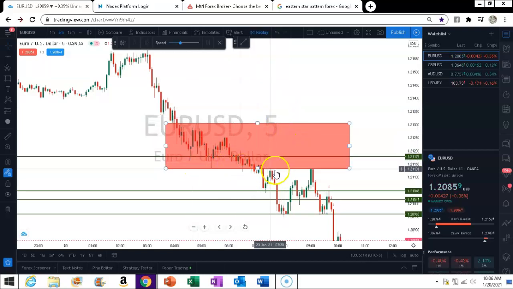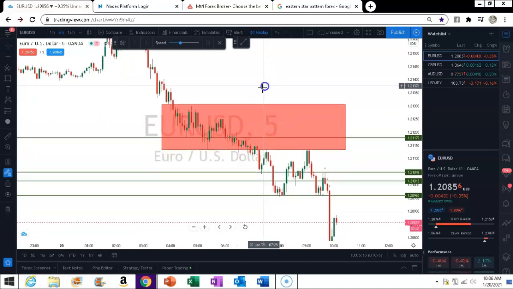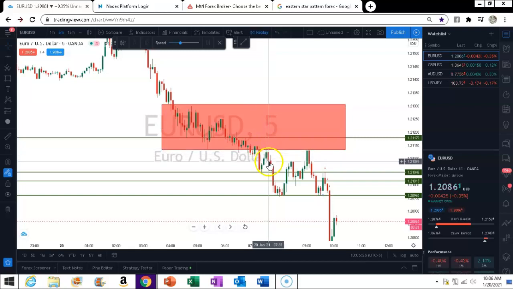So I'm waiting for it to break out of the box. It broke out of the box, right? Then it came back and retested that box with this candle and then created this bearish engulfing candle. So I'm going to get in.